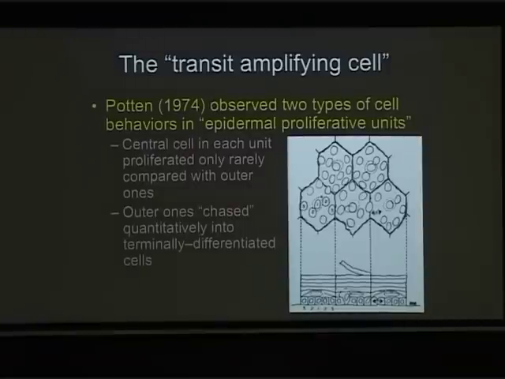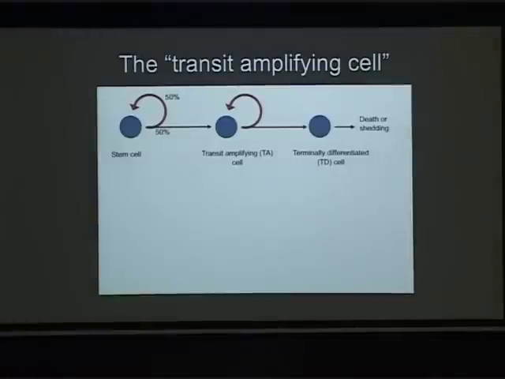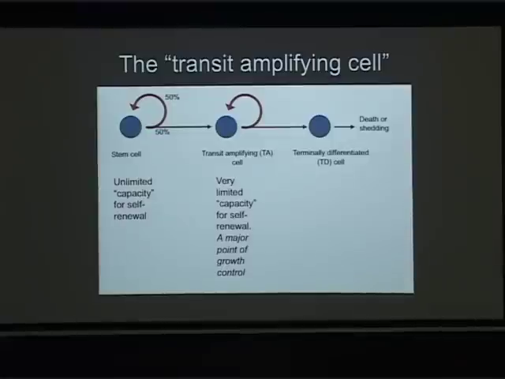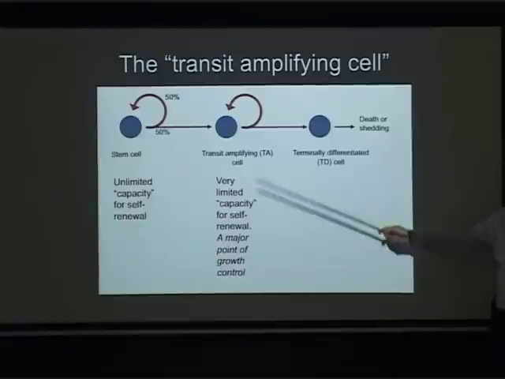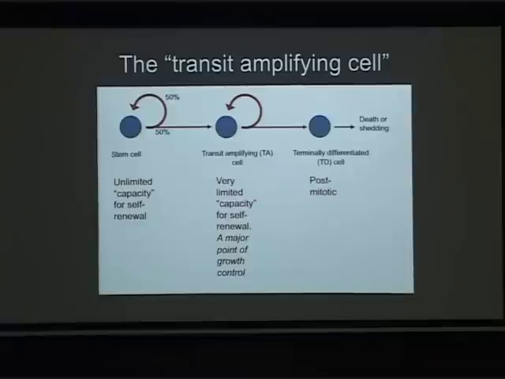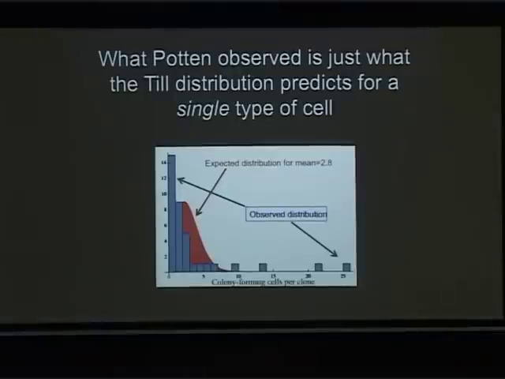And that's the classic model you will read in almost every textbook. It's this idea that you have a stem cell which can divide unlimited numbers of times, a transient amplifying cell which has a limited capacity to renew itself, and that's why you would control its growth, perhaps, and then a terminally differentiated cell, which doesn't divide at all. This is the sort of classic review. The problem is it's all wrong.